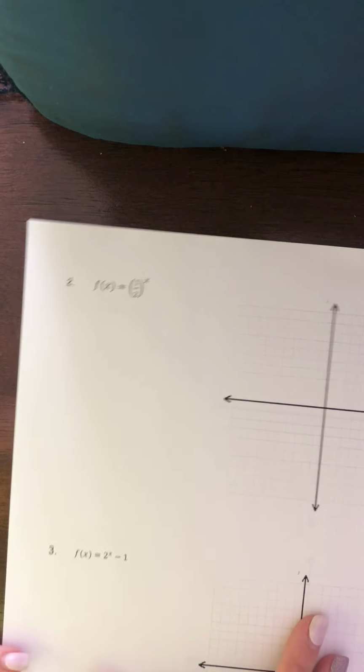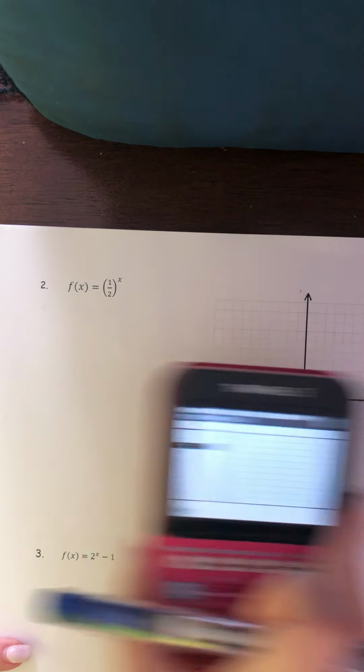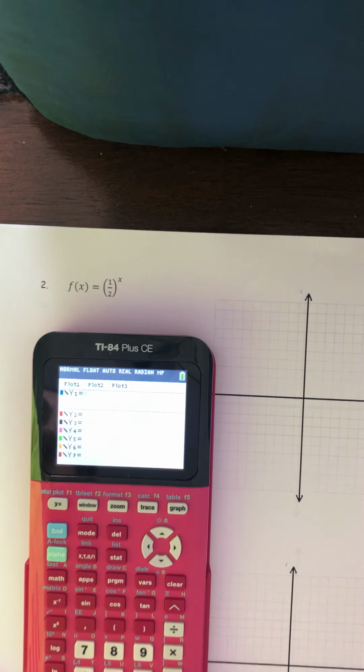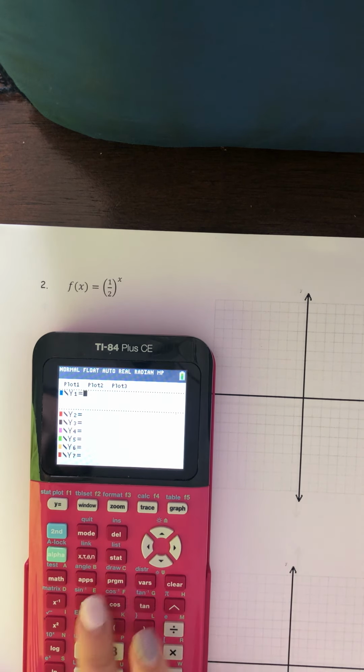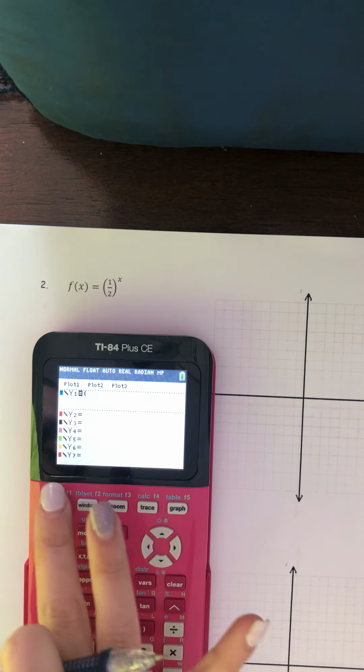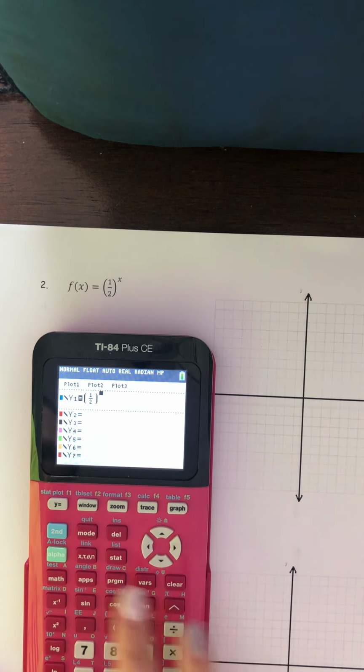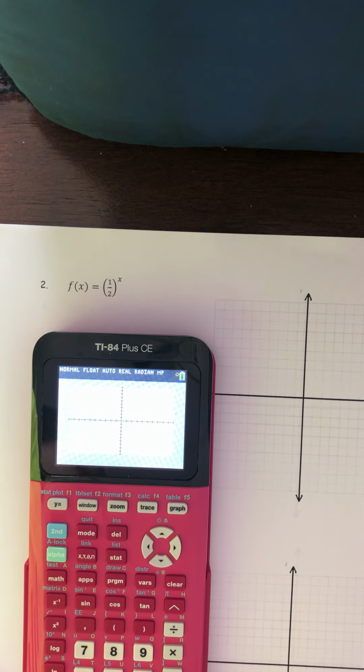So if we look at number 2 in the notes, it's 1/2 raised to the x. So I'm going to go back to y equals. I'm going to clear out the equation that's in there. You can either just do parenthesis 1 divided by 2, but I'm going to clear it and practice using my alpha y equals and use my math button. 1, 2, do my parenthesis, arrow up to the x power, and I'm going to hit graph again.